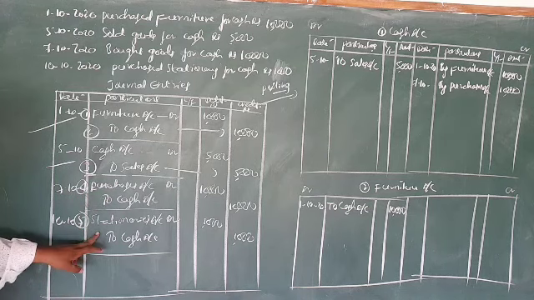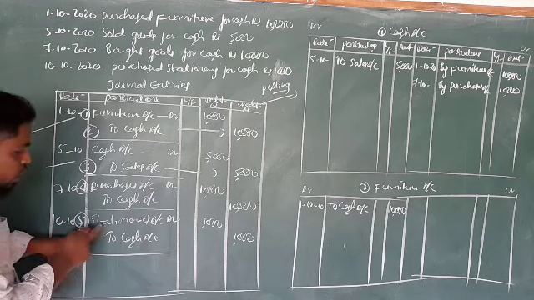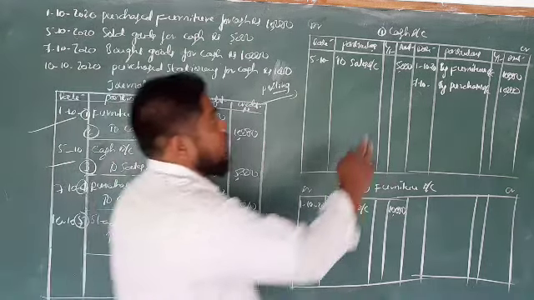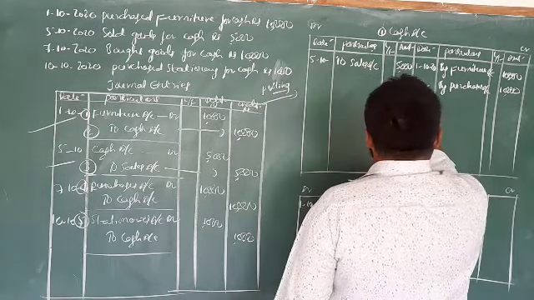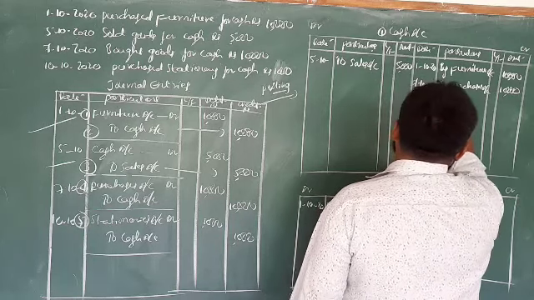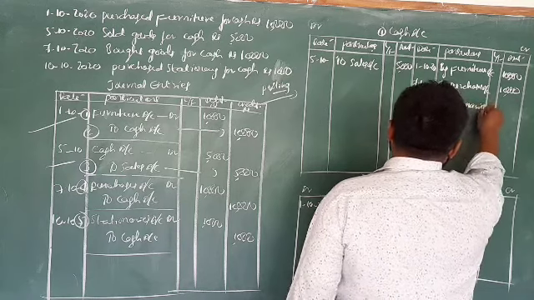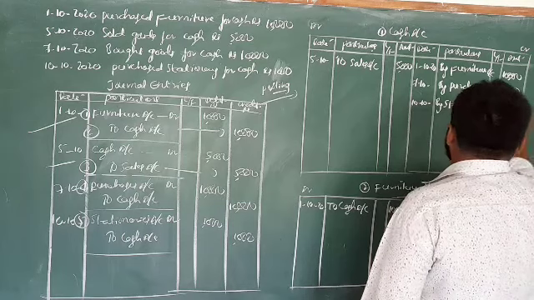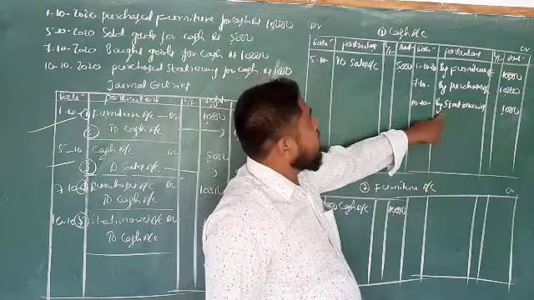Next, stationery account debit to cash account. So in cash account, we have to enter stationery. So stationery is here debit side. So in cash account, credit side, date 10, by stationery account. Stationery account amount 1,000. So in stationery account, we have to enter the cash.